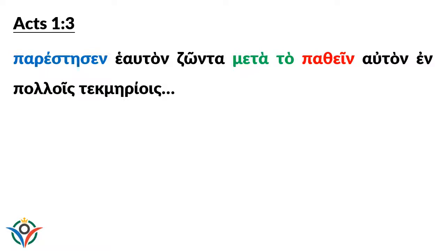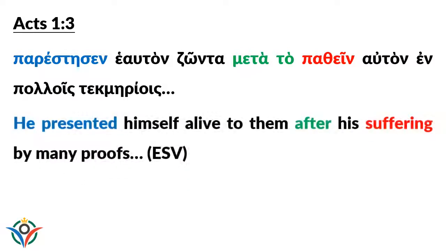The Greek reads, Paristasin heauton zonta meta ta pathain auton en pollois tekmeriois. So the ESV translates this as, he presented himself alive to them after his suffering by many proofs. All right, so we need to ask ourselves, how is the infinitive pathain, which is translated as suffering by the ESV, how is it being used in the sentence? Are there any prepositional combinations that help us? And the answer is yes.